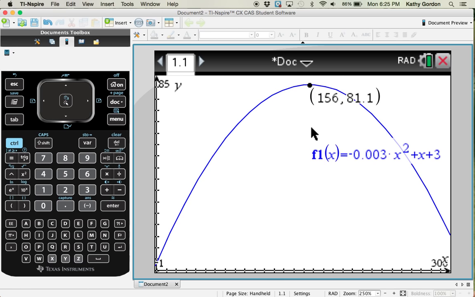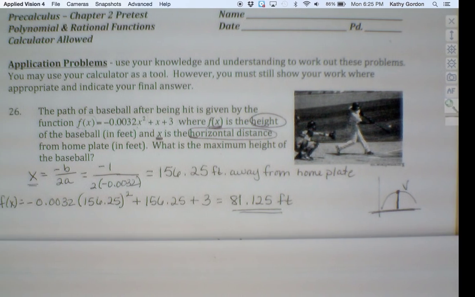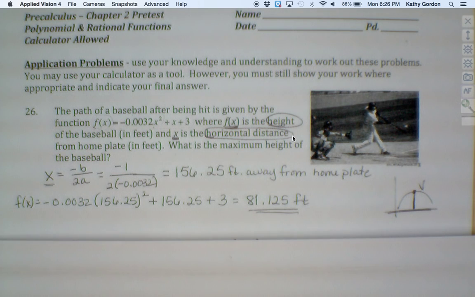So you can either use this method as a way to check your algebra, or if you're really not sure about how to do this algebraically, you could just do this graphically in the first place to at least get an idea of what your answer should be. Okay, so that's how we would want to tackle question number 26.